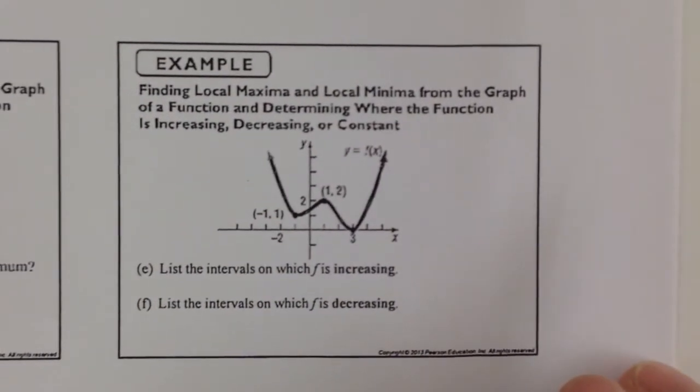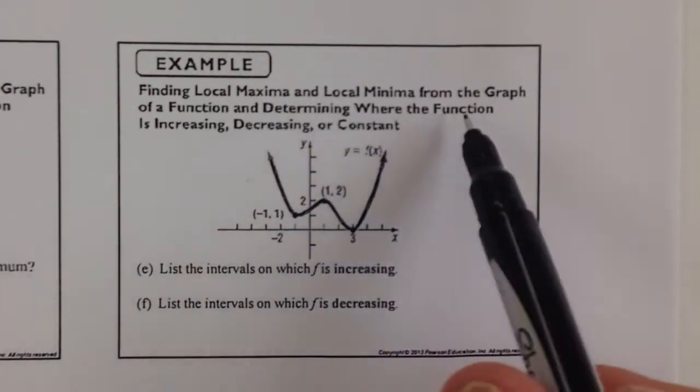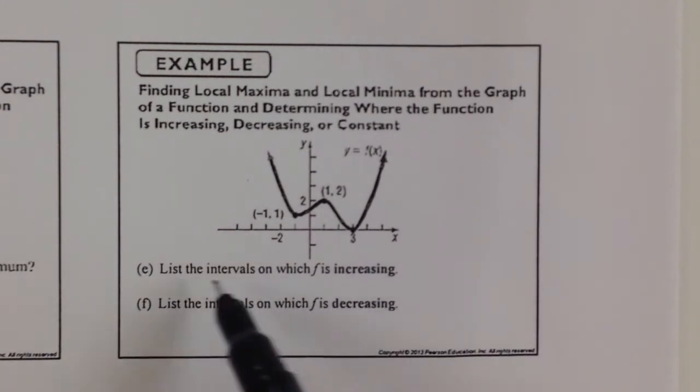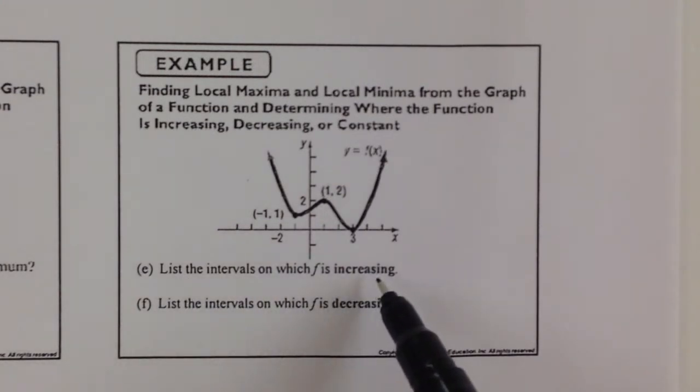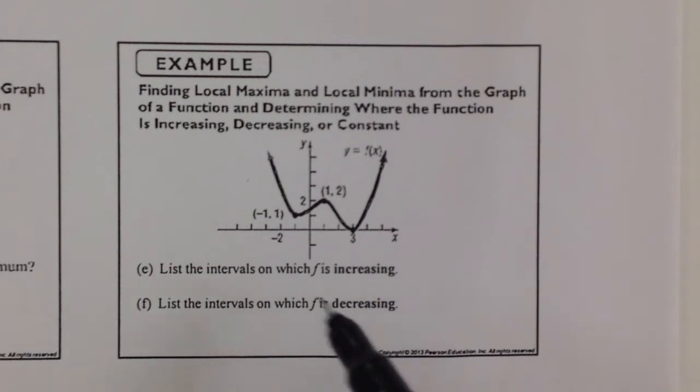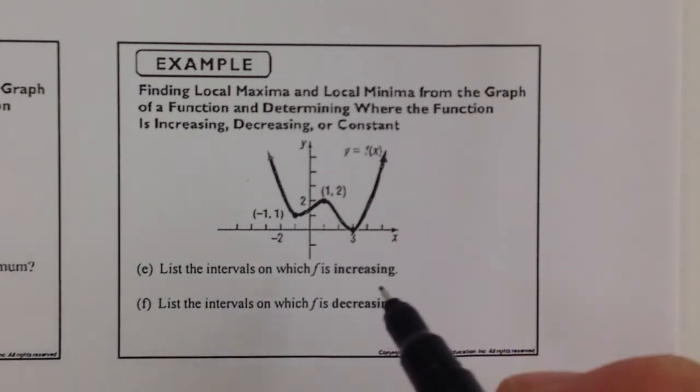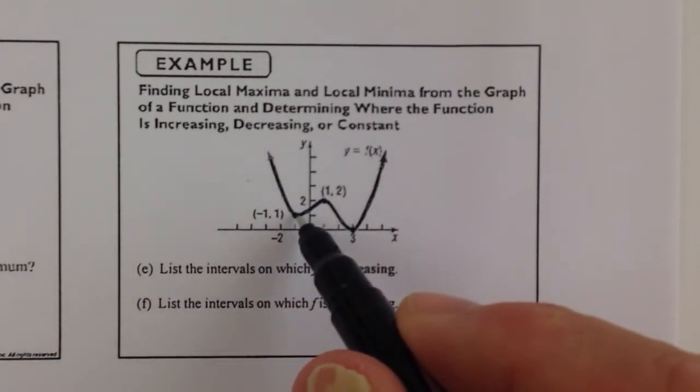Cruising right along. Finding local maxima and local minima from the graph. Where is the function increasing, decreasing, or constant? So again, try to do these before I give you the answer. Okay. List the intervals on which f is increasing. Going down here. Pause the video if you need a little more time.